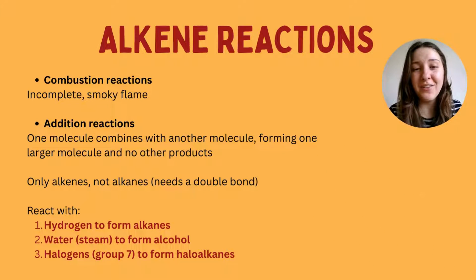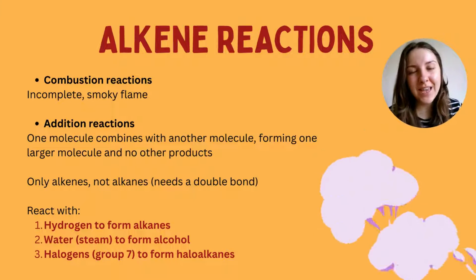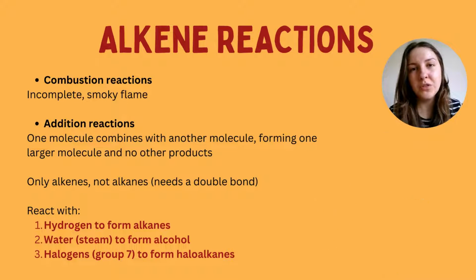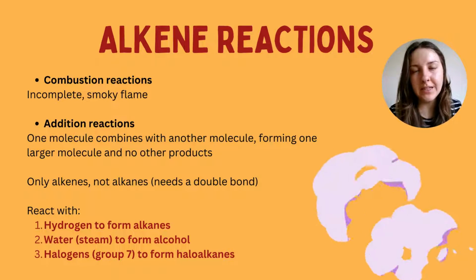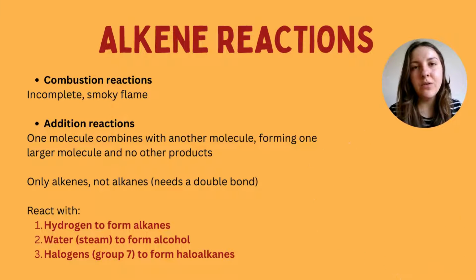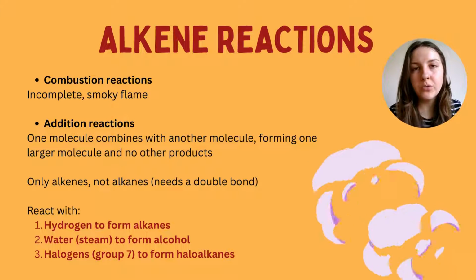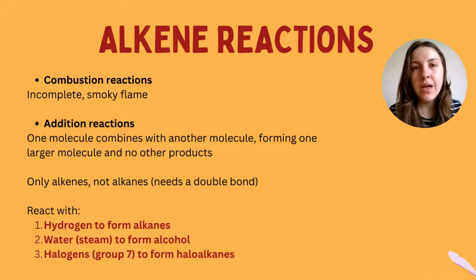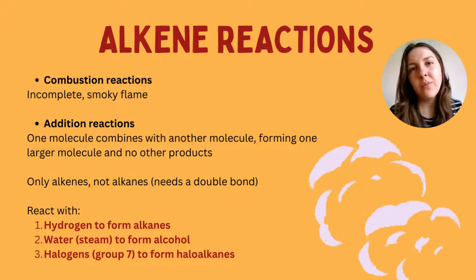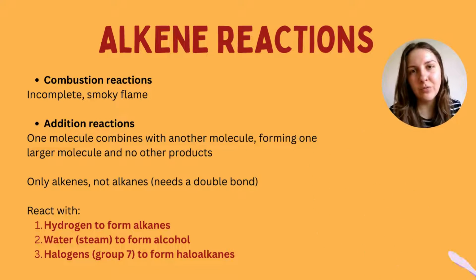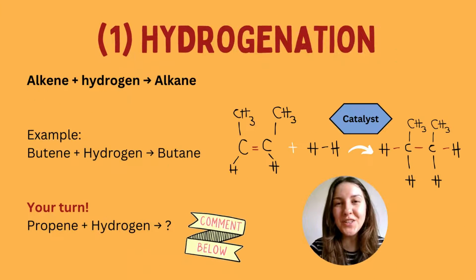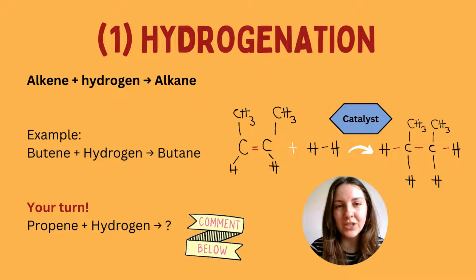The reason there are even addition reactions with alkenes is because of the double bond that's formed between the two carbon atoms. Remember, alkanes only have single carbon bonds, which means that they can't undergo addition reactions. So it's very special for the alkenes because of that double bond. The first type of addition reaction that you need to know is called the hydrogenation reaction.